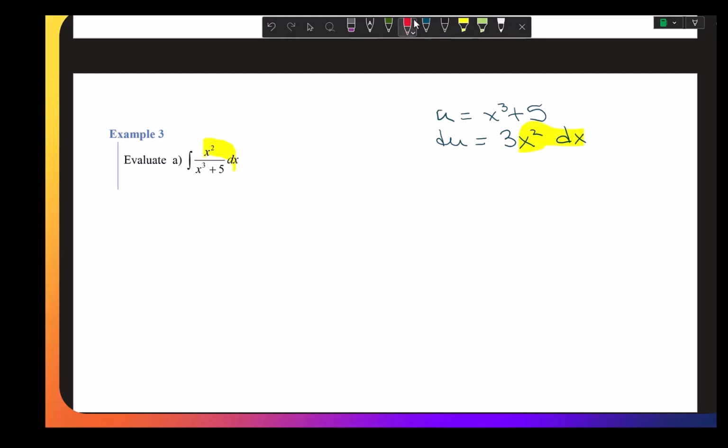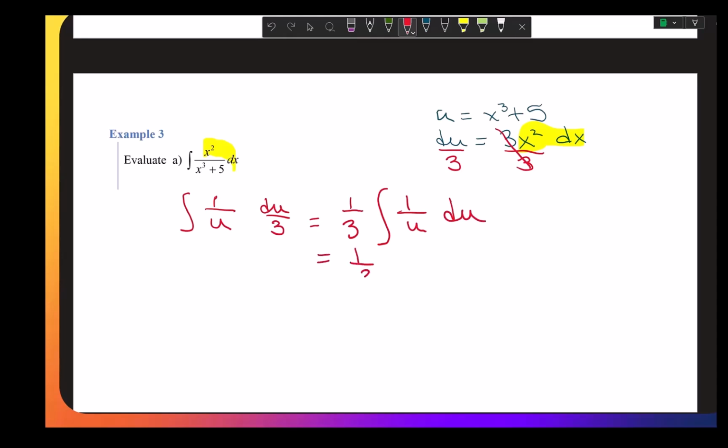Well, I have x squared dx, so I can just divide both sides by 3, and now I know x squared dx is equal to du over 3. That's again one way to do it. So x squared dx is equal to du divided by 3. We know that x to the third plus 5 is u. This becomes 1 over u. I'm going to take my constant out of the integral, and I get the integral of 1 over u du.